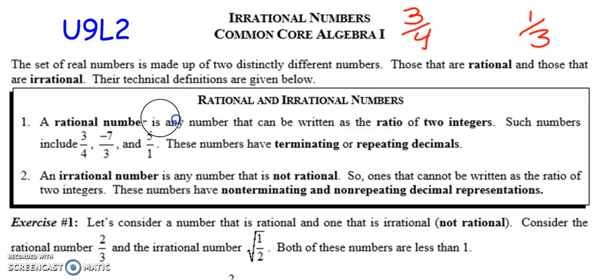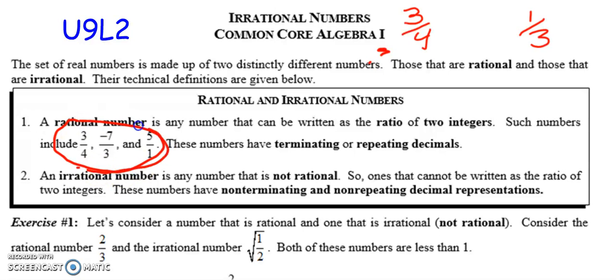So here are some definitions of rational and irrational. First, a rational number is any number that can be written as a ratio of two integers. Basically, what this is saying is a fraction, a ratio between two integers. So I have some examples up here, 3/4 and 1/3. Both of those are ratios or fractions, and these are rational numbers. Here are some more rational numbers.